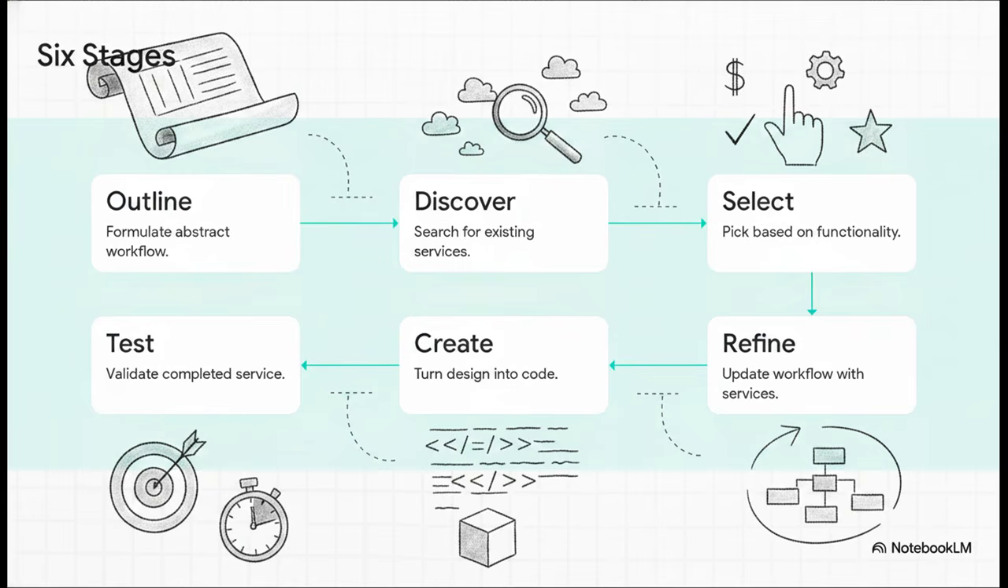Stage 1 is formulating an outline workflow, basically creating an ideal, abstract design based on your requirements. Stage 2 is discovering services, searching through catalogs for existing services that might do the job. Stage 3 is selecting possible services based on things like functionality, cost, and quality. Stage 4 is refining the workflow. That means updating your abstract design based on the actual services you found. Stage 5 is creating the executable program, literally turning that design into code or WS-BPEL. And finally, Stage 6 is testing the completed composite service.